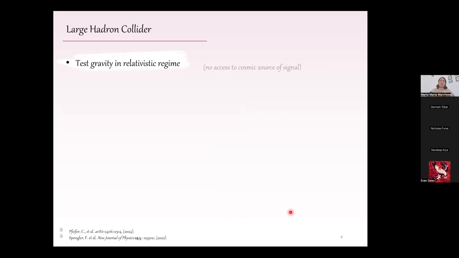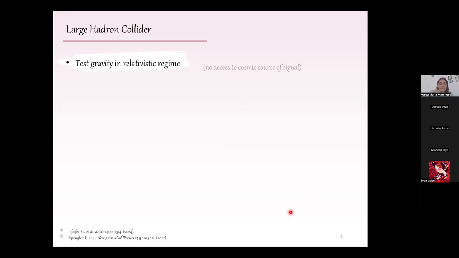Let's start giving some examples. In particular, I want to present three cases where we think we could apply our setup. So the first example could be testing gravity in a relativistic regime. This would be, of course, extremely interesting. And in general, the main problem of testing gravity in such a regime is that an experimentalist does not have access to the cosmic source of the signal. So this makes this kind of experiment a bit difficult.